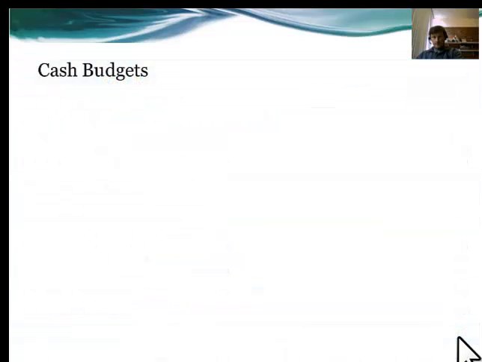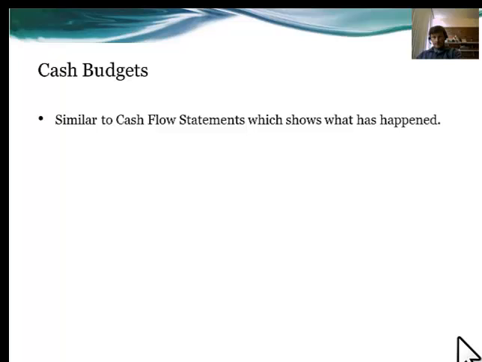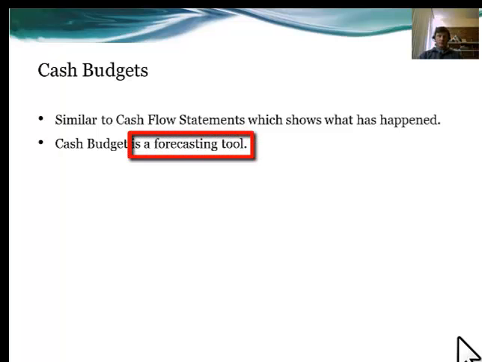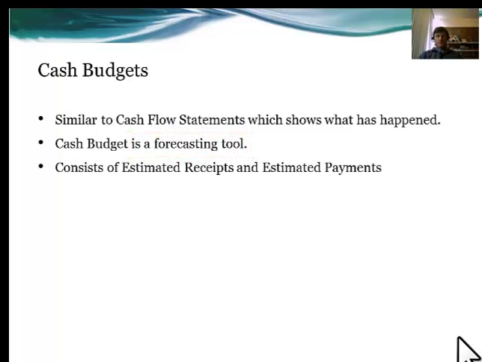But when we deal with cash budgets, we're actually trying to do some forecasting into the future. So as I said to you before, it's similar to a cash flow statement, which shows what happened, but it is looking into the future, and therefore that can become difficult in trying to predict inflows and outflows. Very similar to the previous type of statement, but we classify it only as estimated receipts, so money coming in, and estimated payments, money going out.